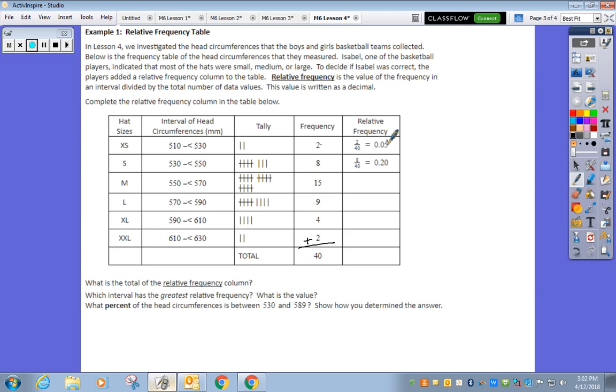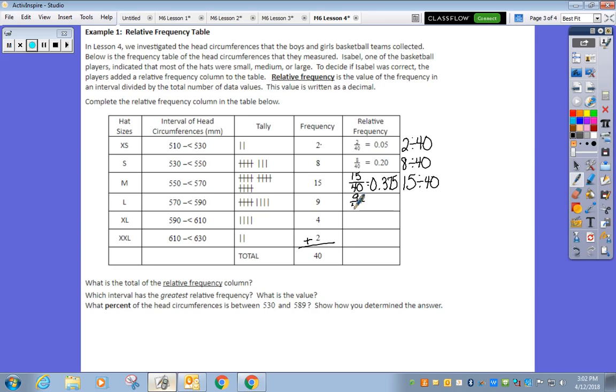Now, just a reminder, to turn a fraction into a decimal, I would take my numerator and divide by my denominator. So 2 divided by 40. This would give me 0.05, or 5 hundredths. So with the next one, small, 8 out of 40 were small. So 8 over 40. I would do 8 divided by 40, which would give me 0.20. For medium, 15 out of the 40 total were medium. So to turn that into decimal, 15 divided by 40. And when I put 15 divided by 40 in the calculator, I get 0.375.